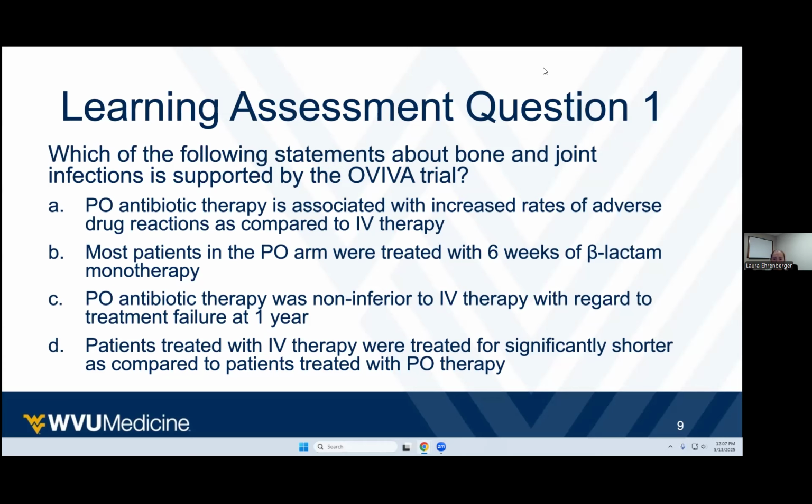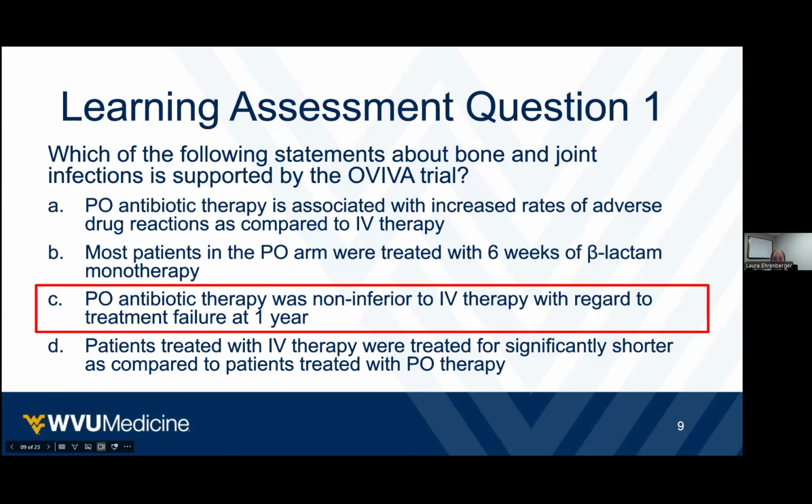Okay, seeing some C's, which is correct. So oral therapy was not inferior to IV therapy in the trial.